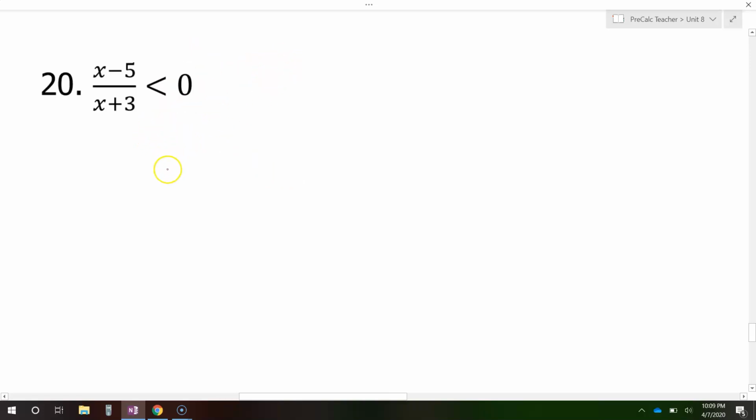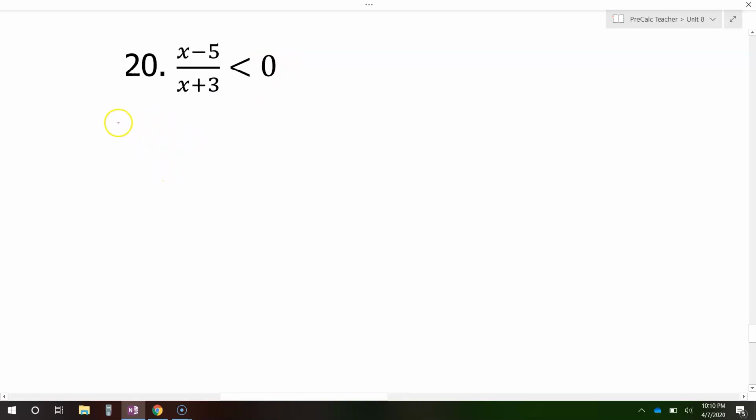This has a fraction in it, all right, where we have x's in the denominator. The first step, though, is still going to be the same. The first step is to solve the related equation x minus 5 over x plus 3 equals 0. All right, let's solve this related equation.